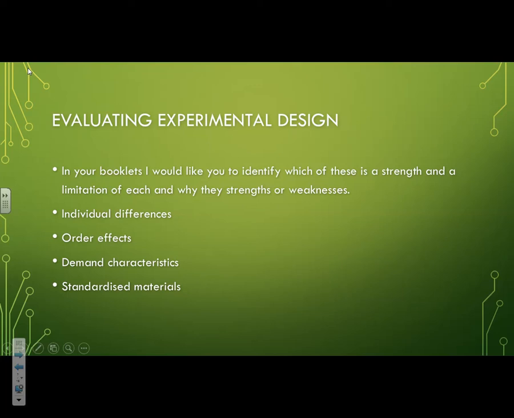Order effects. In independent groups and matched pairs, you only take part in one condition. Is it possible to experience order effects? In repeated measures, you take part in both conditions. Can you experience order effects? Demand characteristics, same thing. If you only take part in one condition, can you work out the aim and can you change your behaviour? Or is it more difficult? And then matched pairs. Repeated measures. Can you work out the aim and can you change your experience the second time, in the second condition?